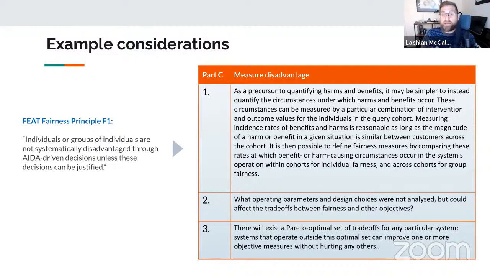In that case, the methodology is designed to serve as more of a guidebook, particularly with these considerations, to help them actually develop those aspects of their system and then perform a test as validation. All right.